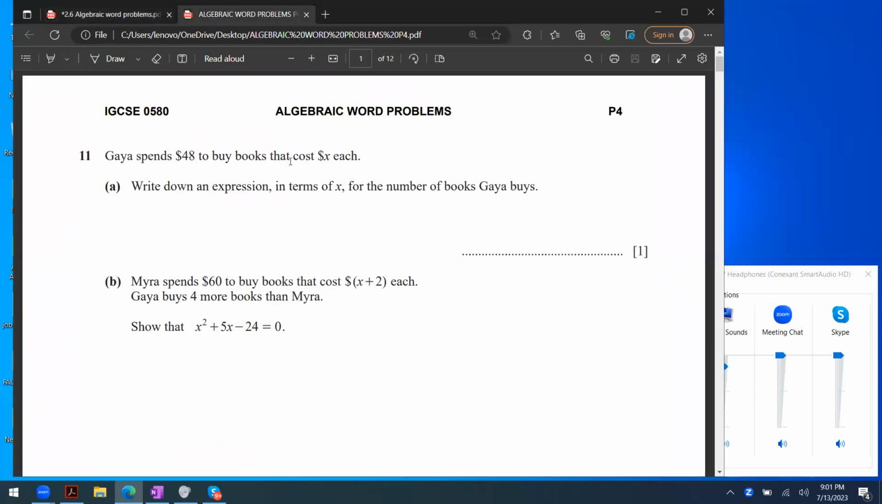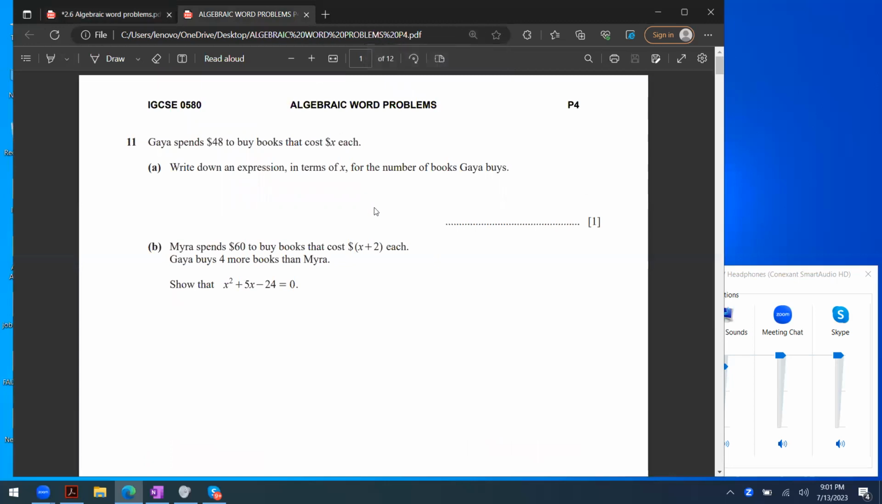We can do it again. In P4, things can overlap. It's not exactly algebra, sometimes a little bit of another topic can come, but we will do it. Gaya spends 48 to buy books that cost X dollars each. Write down an expression in terms of X for the number of books Gaya buys.